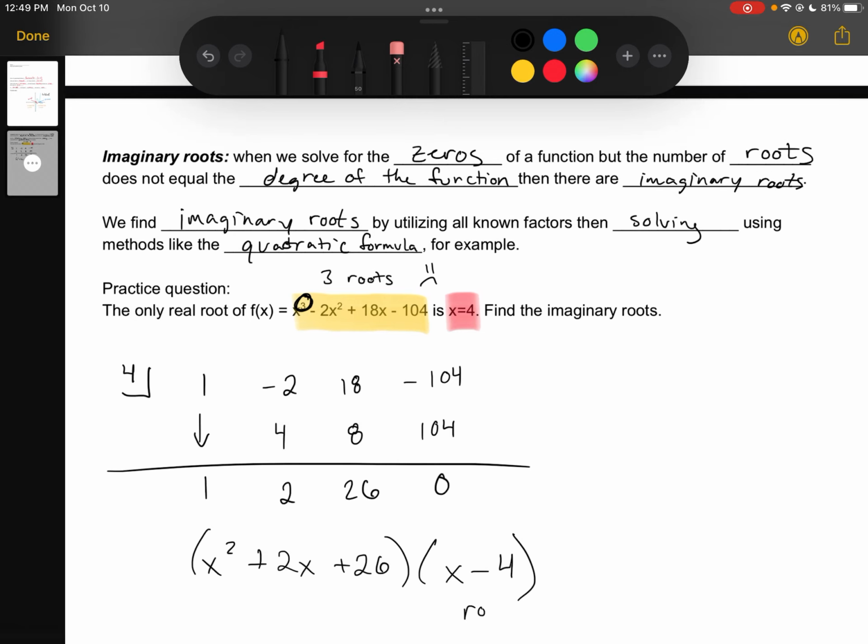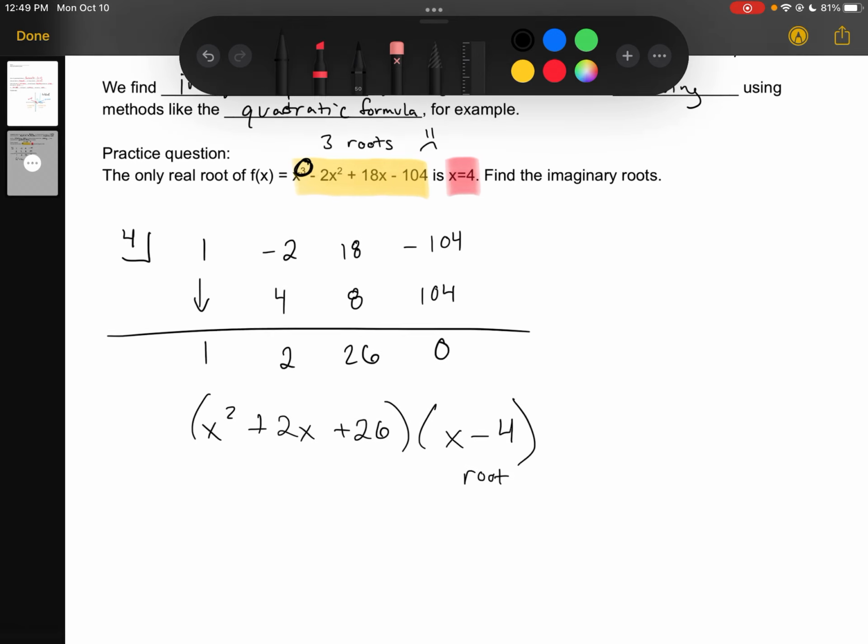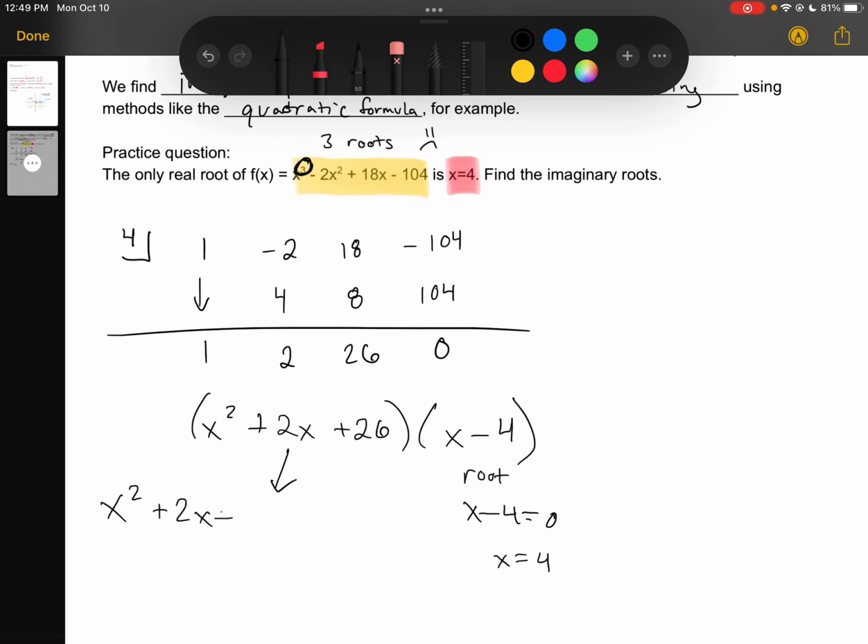So what this allows us to do is here's one root right here, and we find that root by setting it equal to 0. Well, we can do the same thing here. So we can set both of these equal to 0. So x minus 4 equals 0, so we got this one already. We know that x equals 4. But the second thing, x squared plus 2x plus 26 equals 0. We can also work through this one.